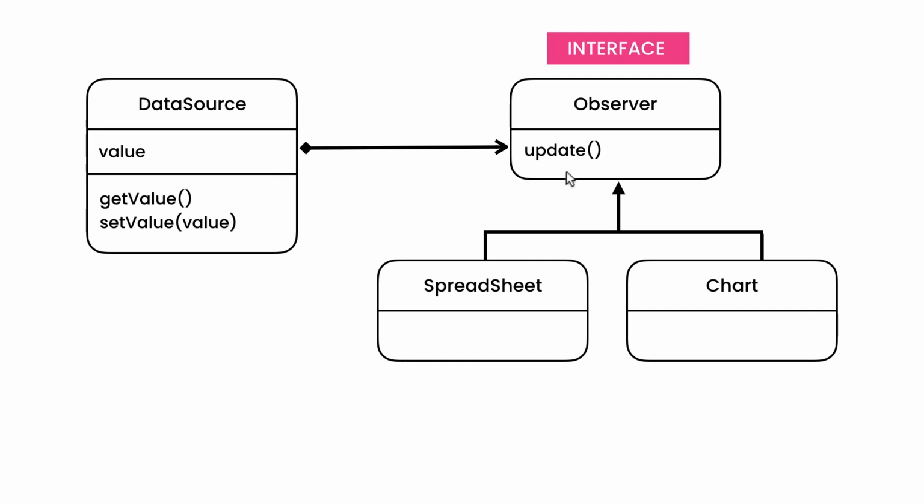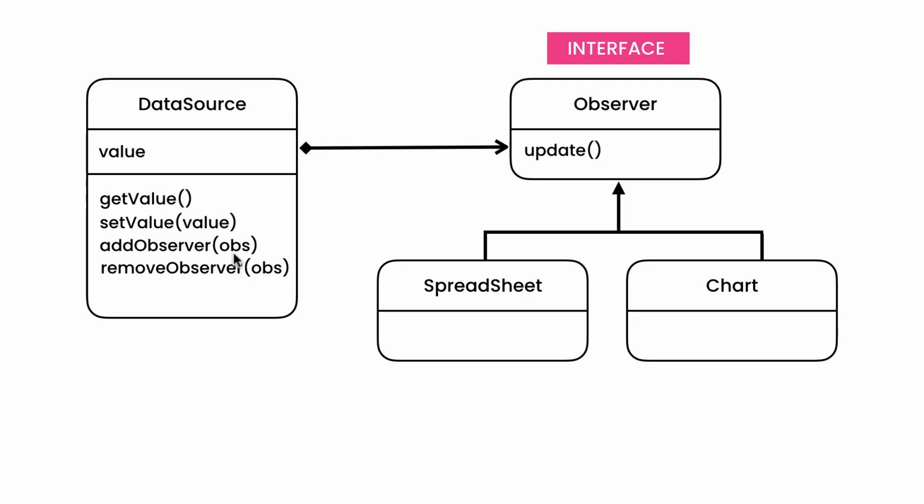So here we have polymorphic behavior. Depending on the type of observers we have, a different update method will be called. Each concrete implementation, like the spreadsheet or chart, will figure out how to update themselves. Now, to bring all this together, we need to introduce 3 new methods in this class. Add observer for registering an observer. So we simply call this method, and the data source will add this observer object to its list of observers.